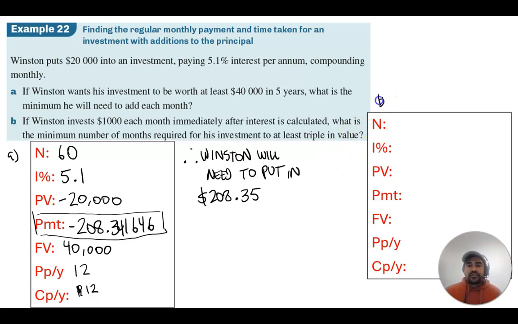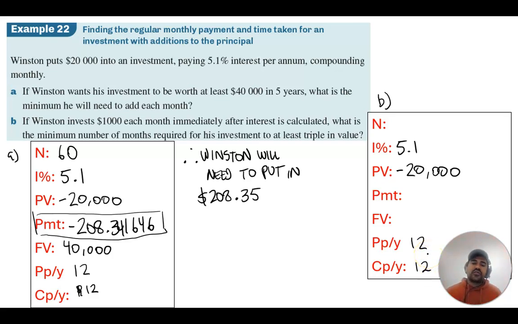For question B, if Winston were to invest $1,000 each month immediately after interest is calculated, what is the minimum number of months required for his investment to at least triple in value? So there's a few values here that we need to work out. So the first one is, again, we have a present value of negative 20,000. This is his investment. We still have an interest of 5.1%. It's still compounding monthly. So both of these values are 12.